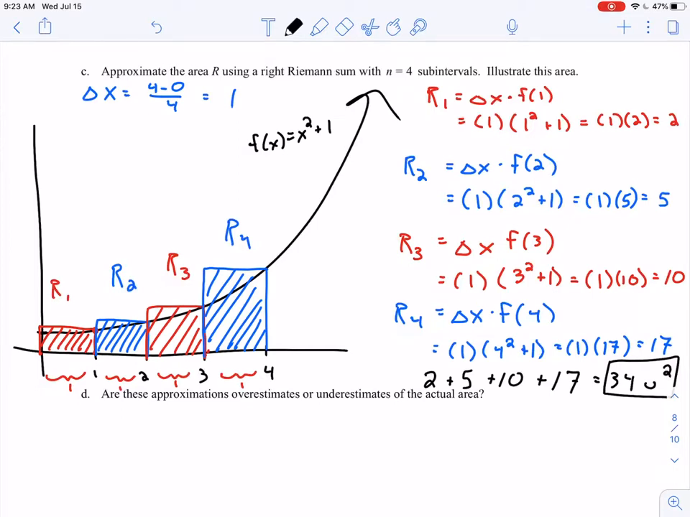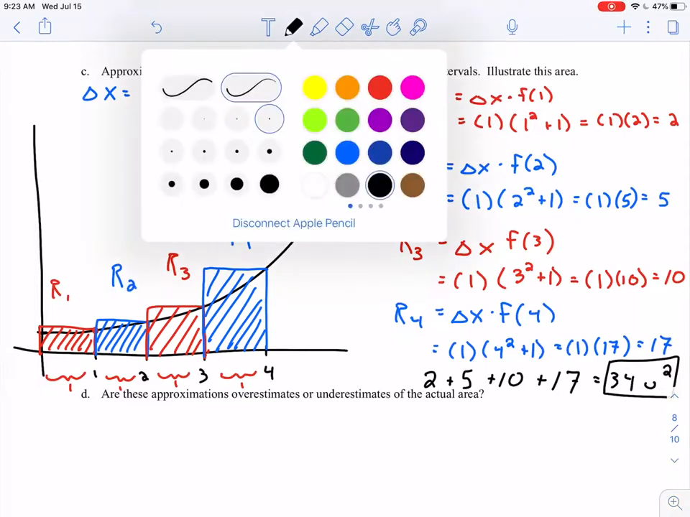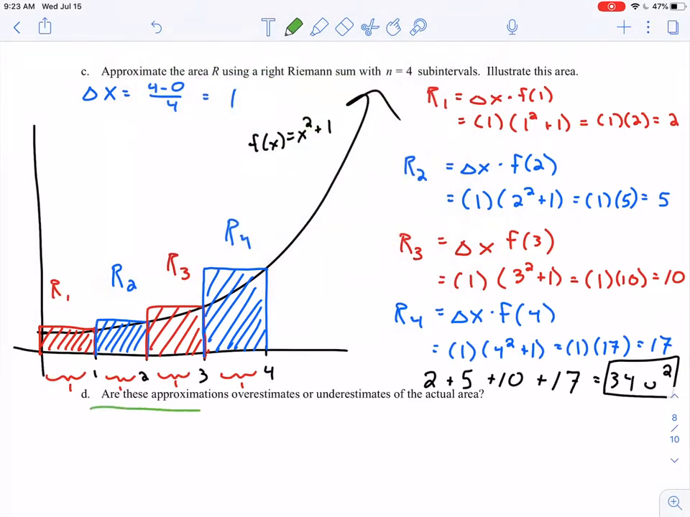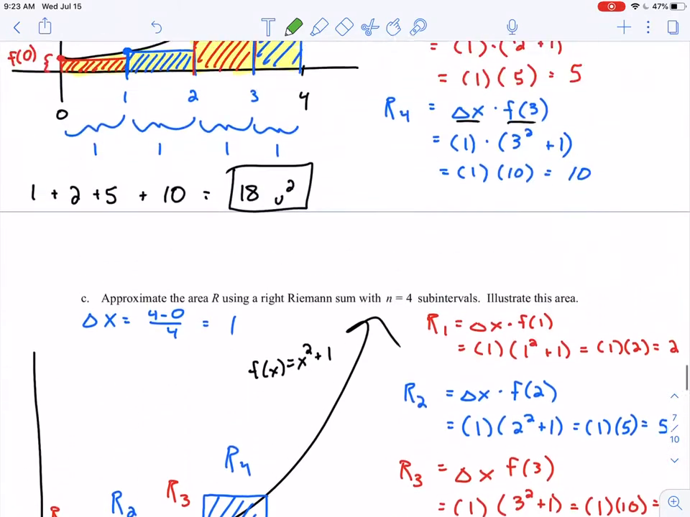So cool, that's what a left and a right Riemann sum looks like. It can be a little bit tedious, but at the end of the day, we're finding the area of rectangles, we're adding them all up. The last question that I want to ask here then says, are these approximations overestimates or underestimates of the actual area? So let's go back and look at part B first.